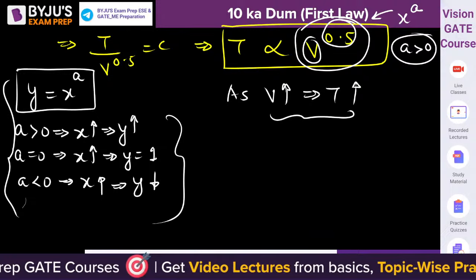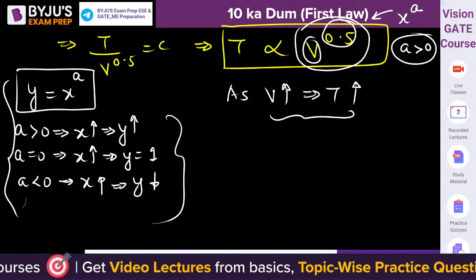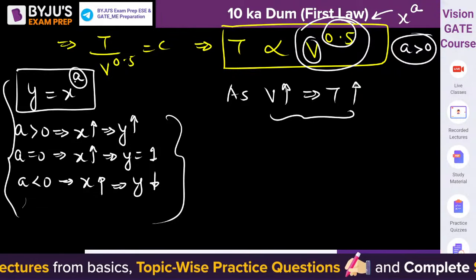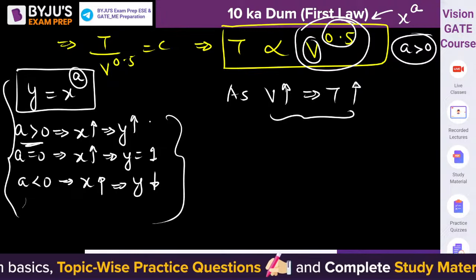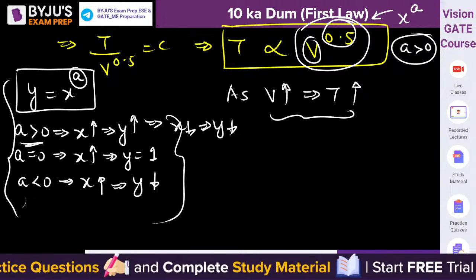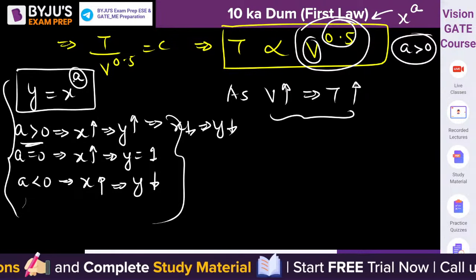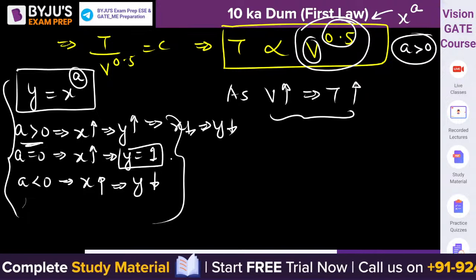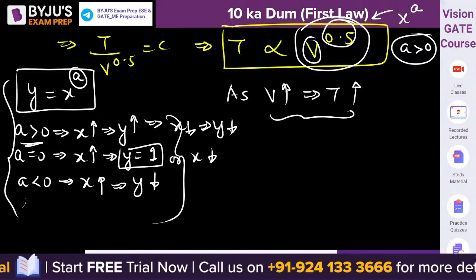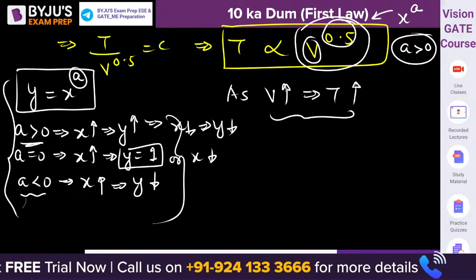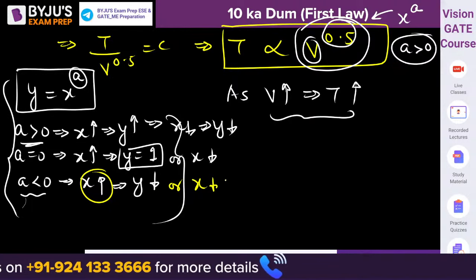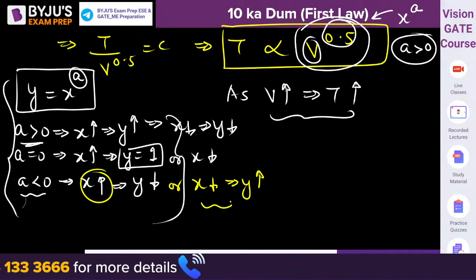then by increasing the value of x, y will increase only when a is positive. If the exponent is positive, then by increasing x, y will increase, or we can say by decreasing x, y will decrease. But if a is equal to 0, if the exponent is 0, then y is always equal to 1, even if x is decreasing or increasing. But if a is negative, by increasing x, y will decrease, or by decreasing x, y will increase. Do you guys understand this?